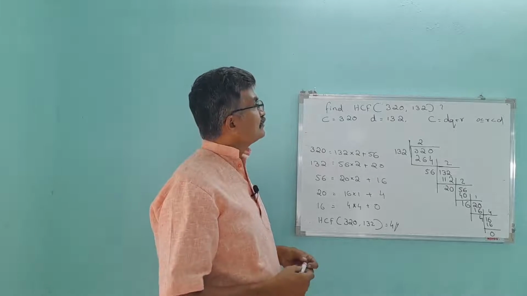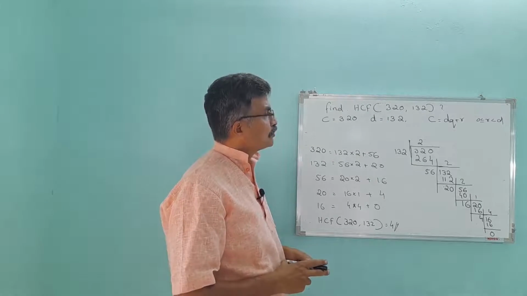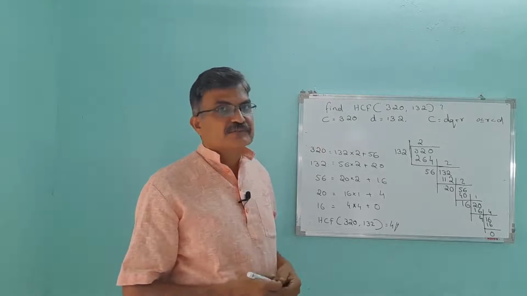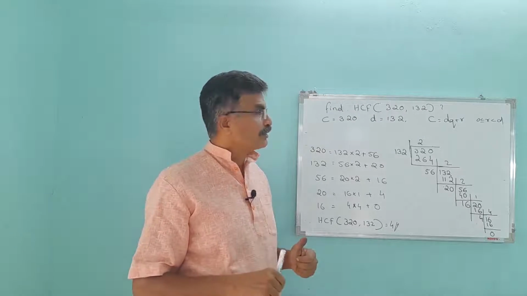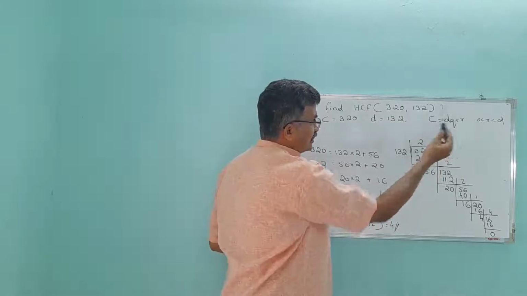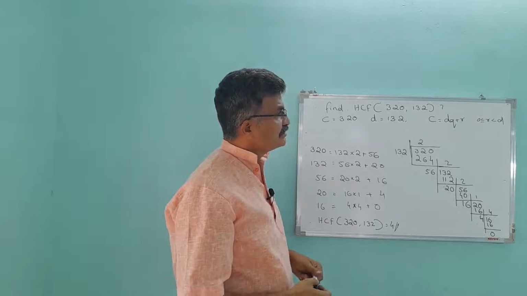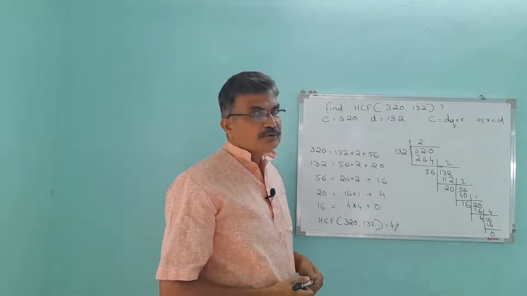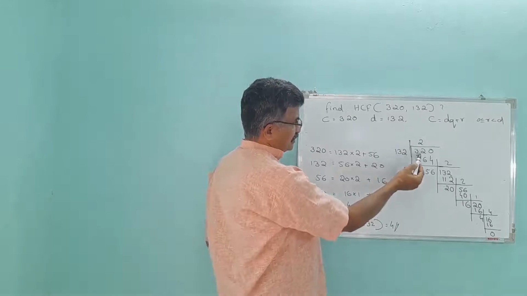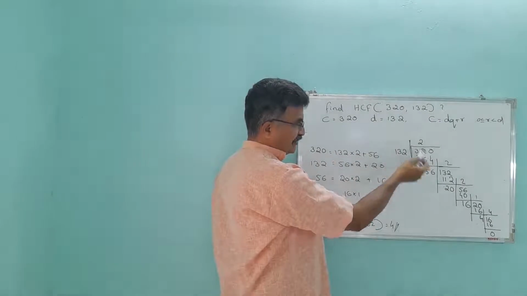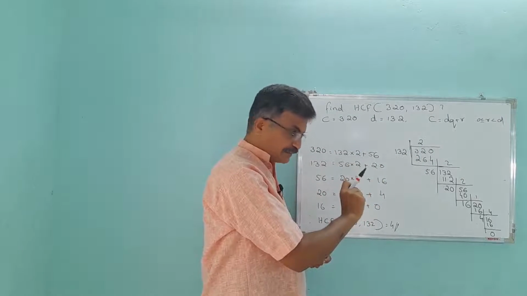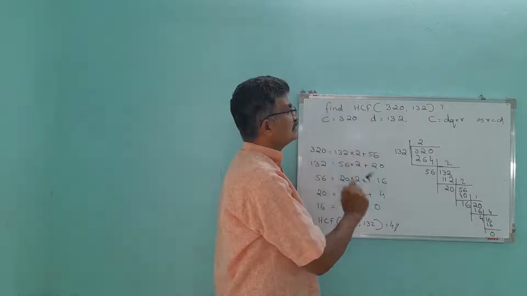One more example: find the HCF of 320 and 132. Here C is 320, D is 132. First we will apply Euclid's division lemma to C and D in order to find Q and R. The value of R is greater than or equal to 0 but less than D. Dividend, divisor. This is the method to find the value of Q and R.